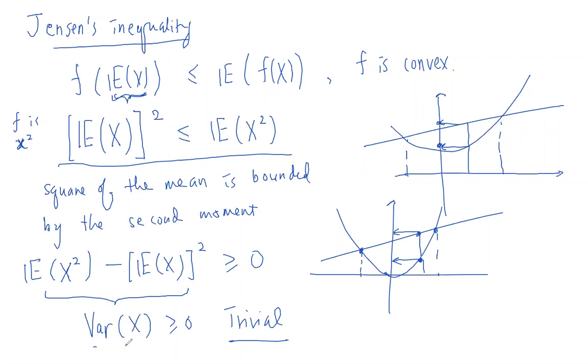Because the variance of x is a non-negative quantity. So basically, if you apply Jensen's inequality with the quadratic function, you recover the trivial relationship, which is that the variance of x must be non-negative. Okay. So that is nice, but it leads to something that is already trivial. So can we look at other examples of convex functions?